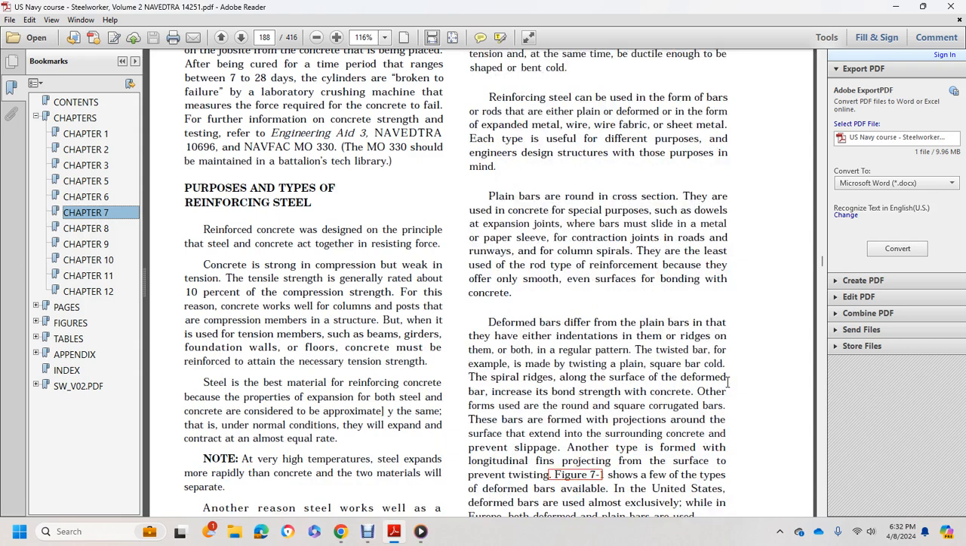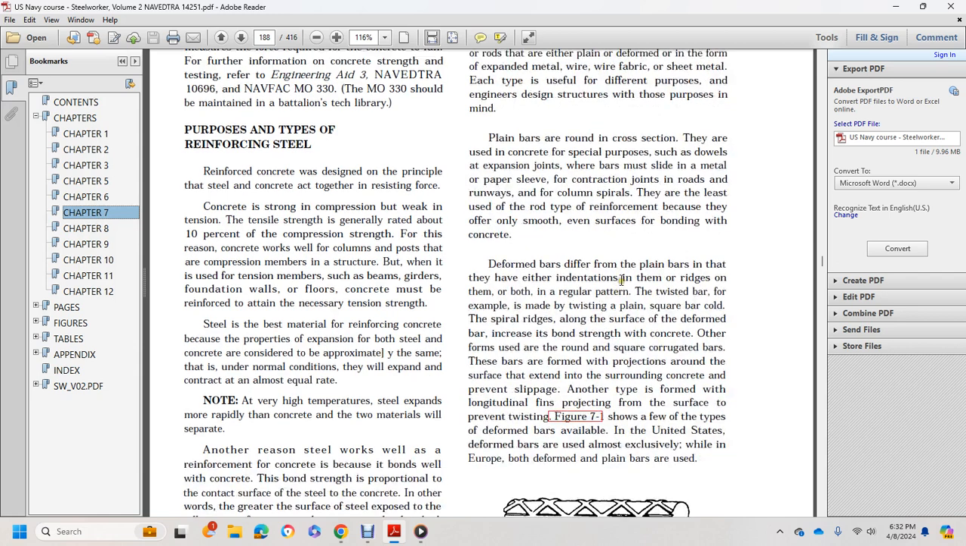Plain bars are round in cross section. They are used in concrete for special purposes such as dowels, expansion joint dowel bars, most often lightly oiled or in a metal or paper sleeve, contracting joints in roads and runways, and column spirals. They are the least used type of reinforcement because they offer only a smooth and even surface for bonding with the concrete.